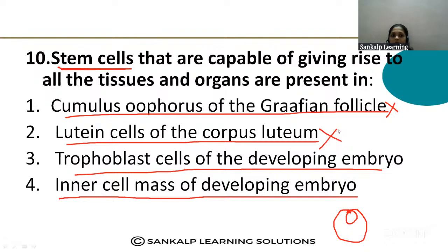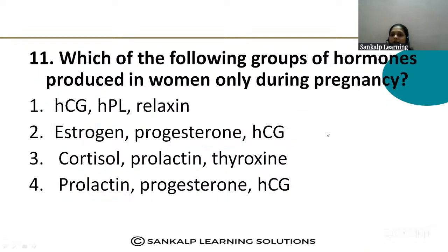Next question. Which of the following groups of hormones are produced in women only during the pregnancy? HCG, HPL and relaxin; estrogen, progesterone and HCG; cortisol, prolactin and thyroxine; prolactin, progesterone and HCG. Right. Only during the pregnancy. Which hormones are produced only at pregnancy time?